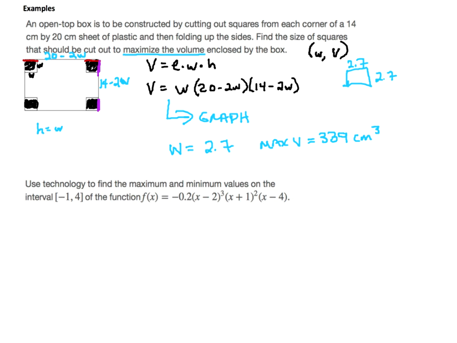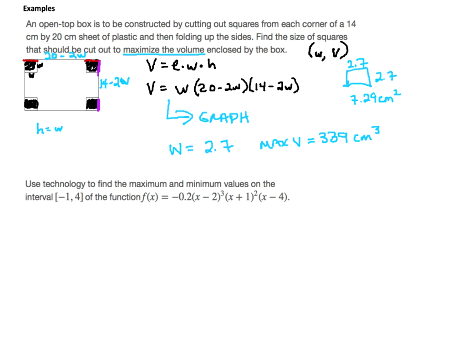Now, if they're wanting the area of those squares to be cut out, then you just multiply those together. I'm not sure what they're asking, if they just want the W length or if they want the area, but 2.7 times 2.7 is 7.29. This is 7.29 square centimeters should be cut out on each corner.